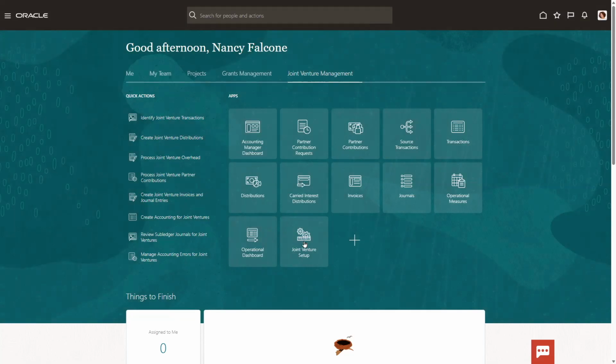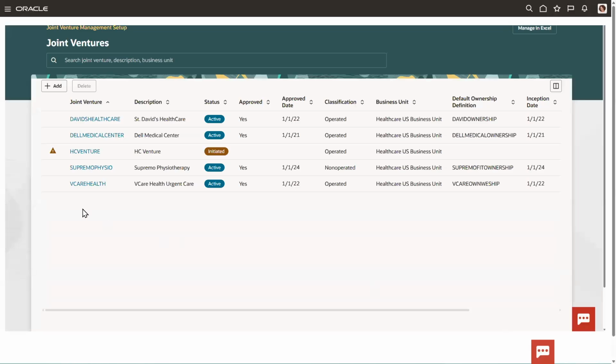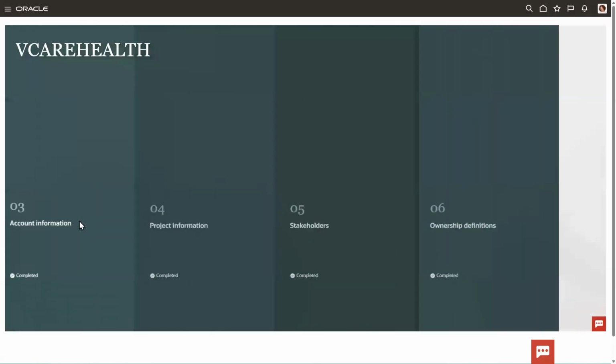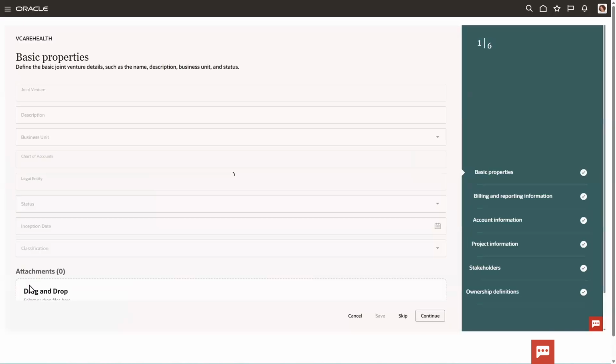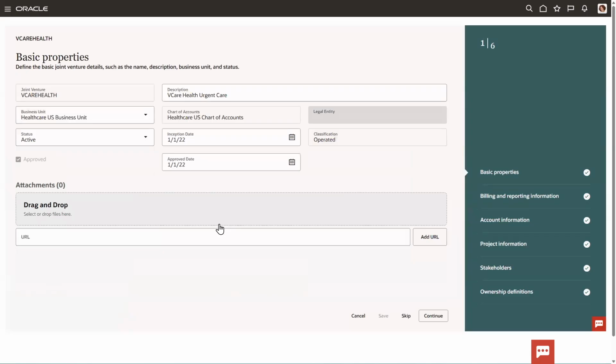A brief overview of these operating agreements will be found within the joint venture definitions themselves, which help drive the efficiency throughout the system. As an example, we'll take a look at our VCare Health joint venture, and you can see that we're able to capture all the basic properties, related billing information, as well as chart of accounts information.